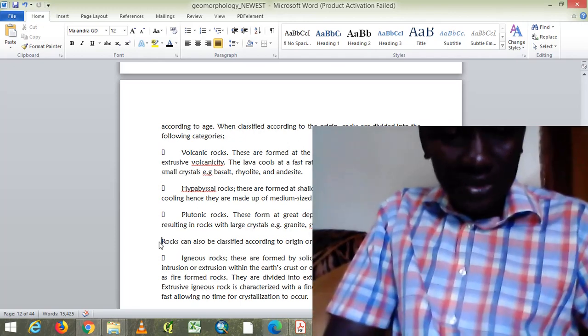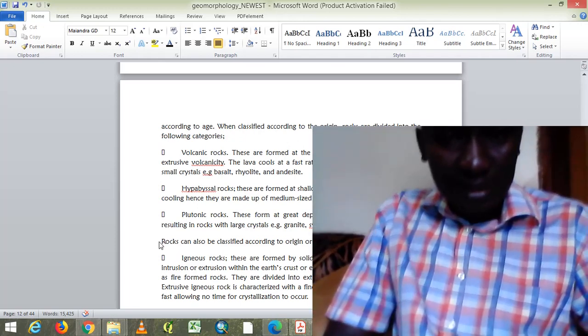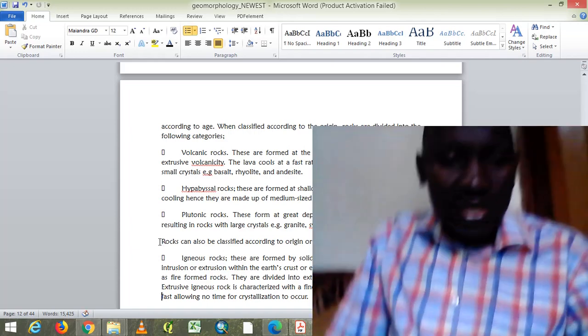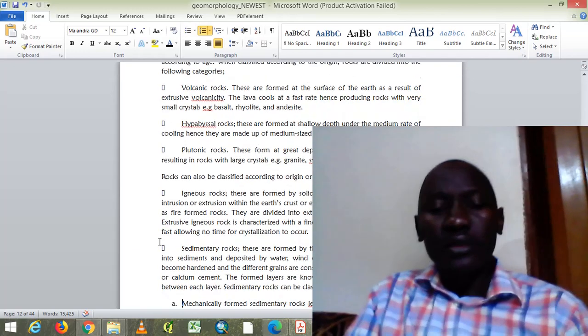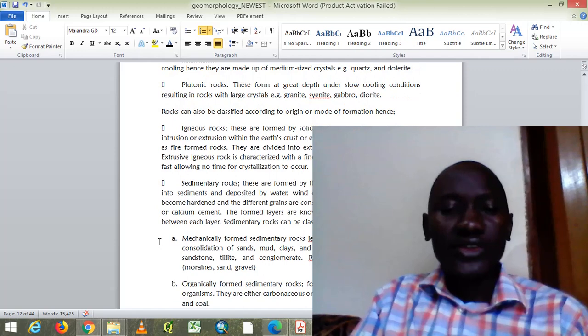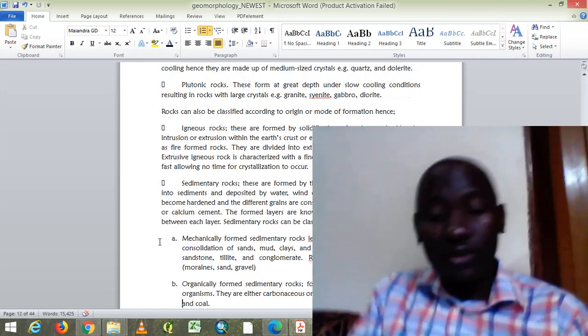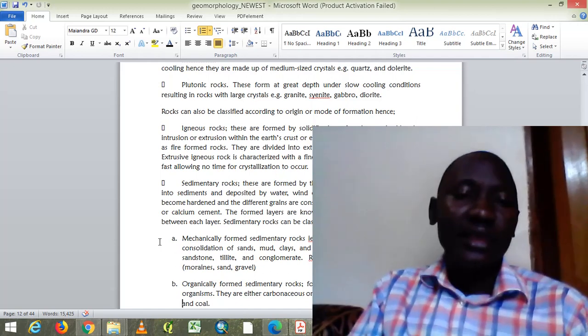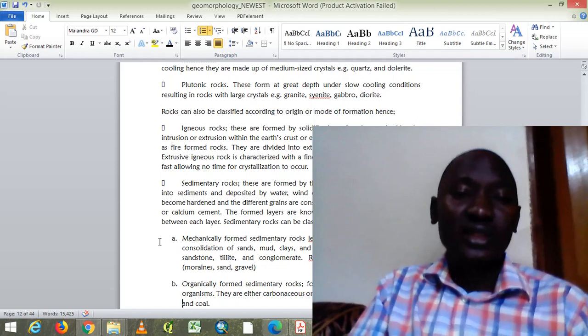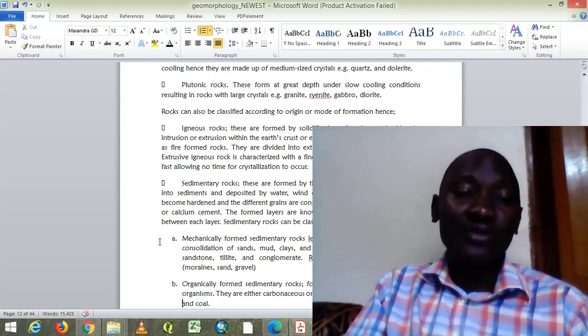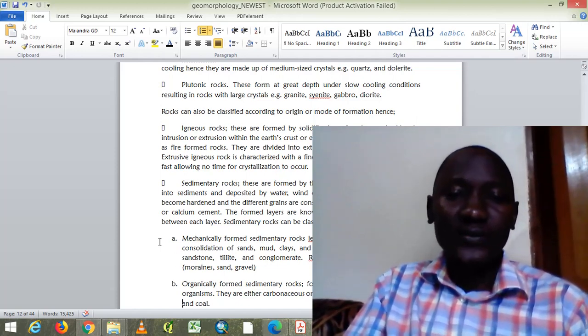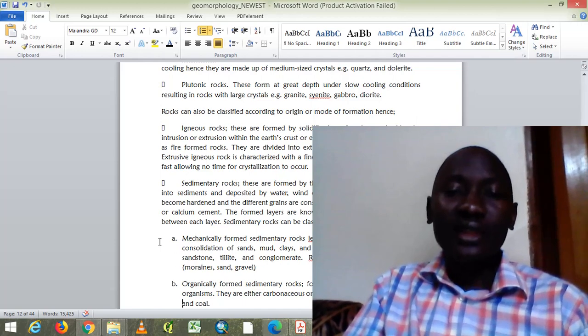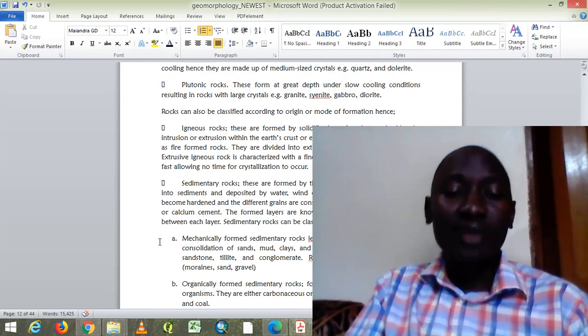Further classification of rocks according to origin or mode of formation, we have what we call igneous rocks. And we say igneous rocks are formed by solidification of molten rock, either by intrusion or extrusion. In other words, igneous rocks are also the same as the volcanic rocks. Igneous rocks are usually classified into three subcategories.